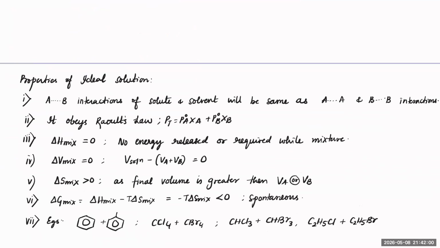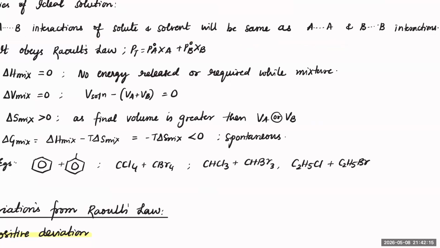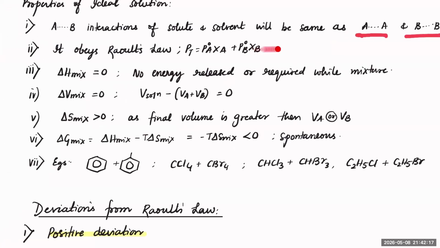Now, let me show you the properties of an ideal solution. If you claim something is an ideal solution, the first thing you should know is that the interactions are the same, whether it is AA interaction, BB interaction, or AB interaction. All types of interaction should be similar. Second, it obeys Raoult's law. If it's an ideal solution, it must obey Raoult's law, that is, P total is equal to P naught A XA plus P naught B XB.